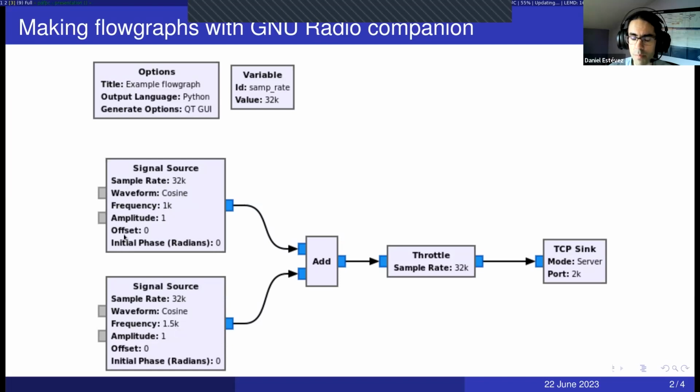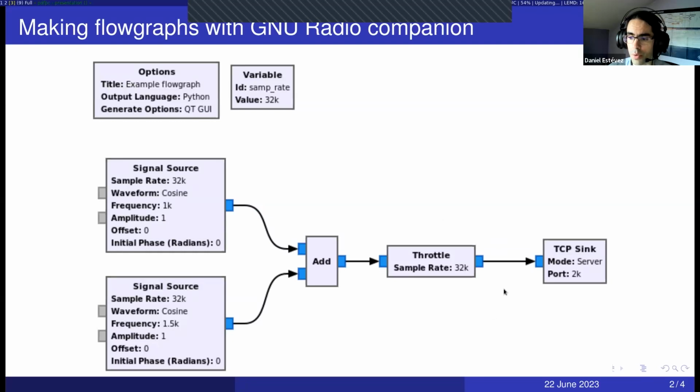So all of these are parameters. So we can double click on the block and the window will pop up to change parameters. Next, we add these two cosines. So we end up with a signal which is composed of two tones at two different frequencies.